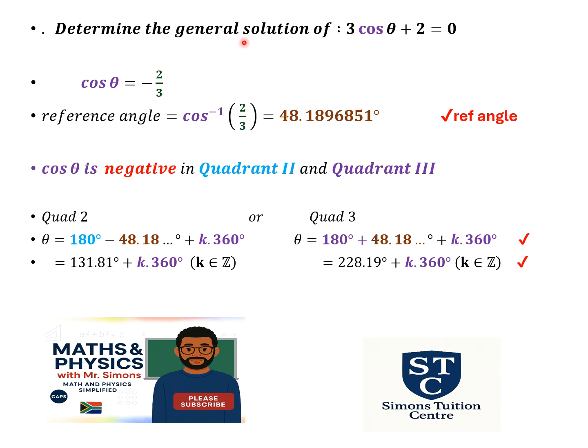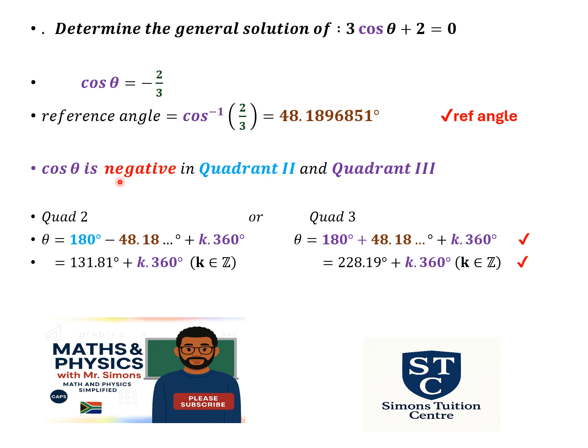Determine a general solution of 3 cos theta plus 2 equals 0. So first, again, I have to make cos theta the subject of the formula. So plus 2, if it goes across, becomes negative 2. That's 3 times cos. So to get rid of the multiplication, I'm going to divide. So that becomes then negative 2 divided by 3. Press shift cos 2 over 3 without the negative. And I get a reference angle of 48,189, etc.